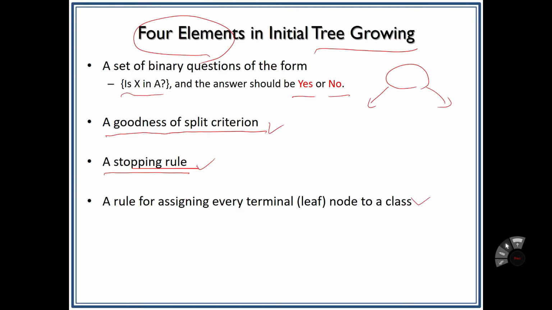And this is very simple. For a leaf node, for example in the two-class case, class 1 and 0, we assign a class label by majority voting scheme. So if in a leaf node there are more class 1 objects than class 0 objects, this leaf node has class label 1. If there are more class 0 objects than class 1 objects, then this leaf node has class label 0. That's the way of assigning a class label to every terminal node.